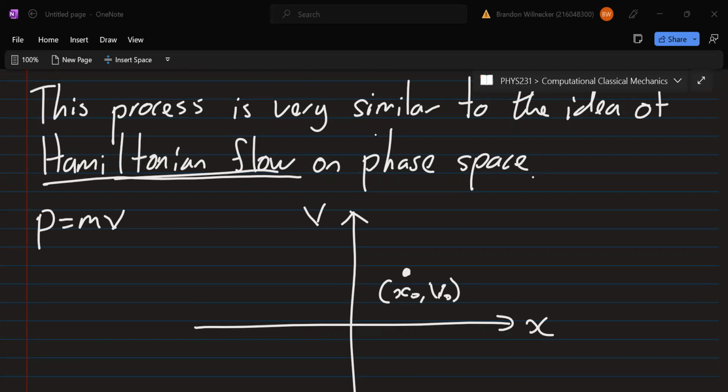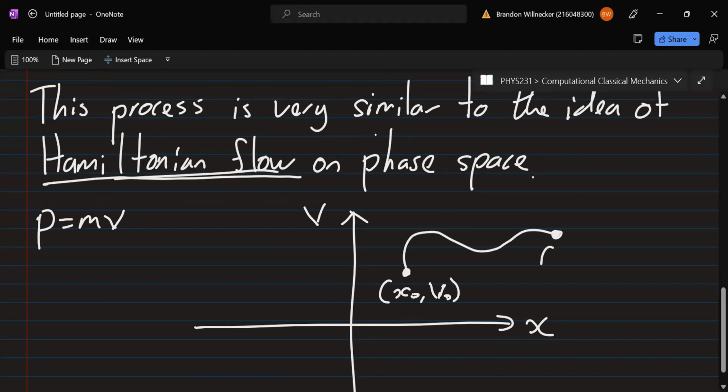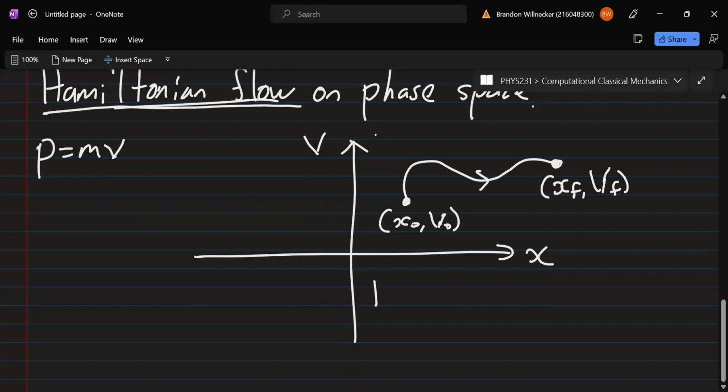And if we let the system just evolve in time, like we let the ball roll down the hill, or we let the spring oscillate, or we let the system do whatever it does, then this point will move through the space to some final point, xf, vf, along some particular path. And then at each point along the path, the system will be in some state. So it will have some position and some velocity.